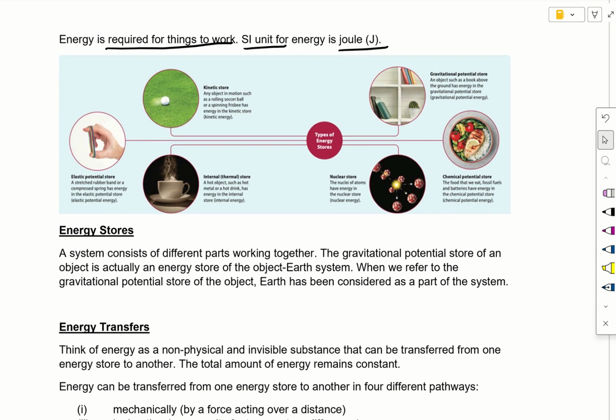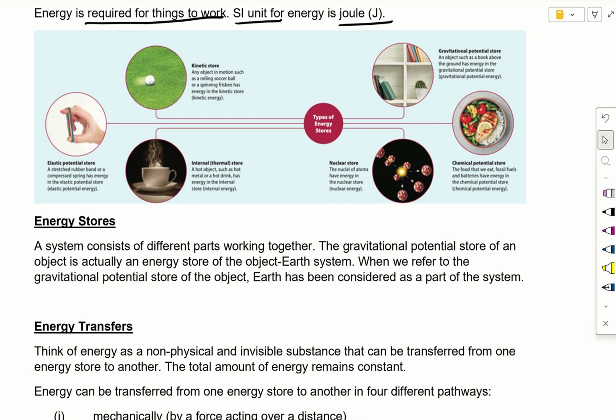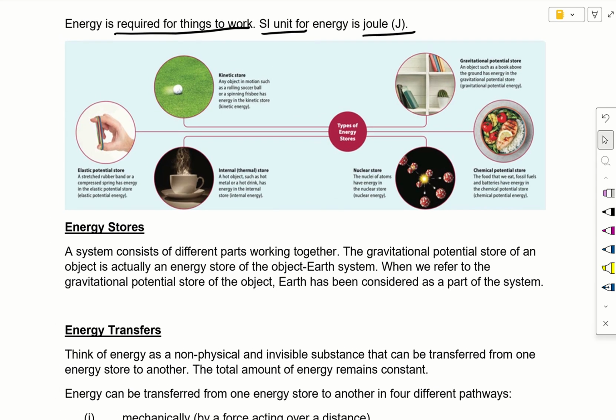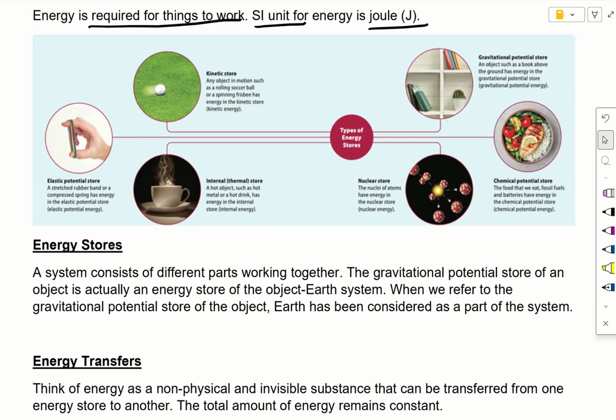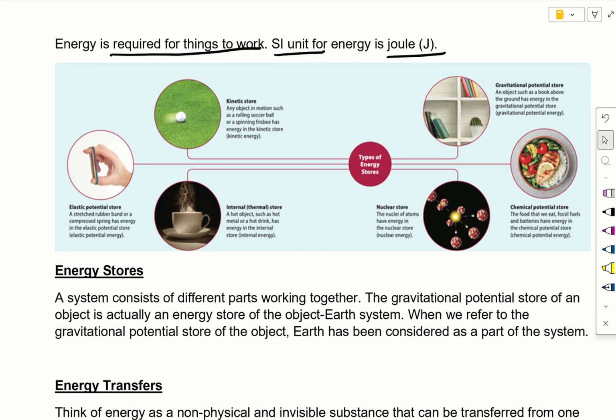Now, what is an energy store? It's actually a system that consists of different parts working together. So the gravitational potential store of an object is actually an energy store of the object and Earth system. When we refer to the gravitational potential store of the object, Earth is considered as a part of the system. Now we have 6 types of energy stores in our syllabus.